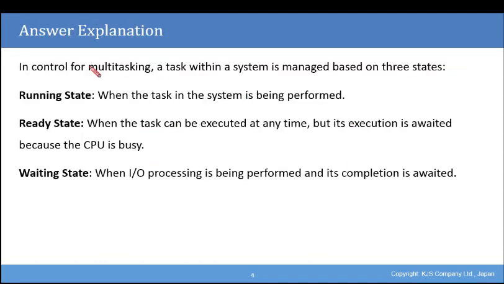In control for multitasking, a task within a system is managed based on three states. The three states are shown below. Firstly, the running state, when the task in the system is being performed. The ready state, when the task can be executed at any time, but execution is awaited because the CPU is busy. Finally, the waiting state, when I/O processing is being performed and completion is awaited.